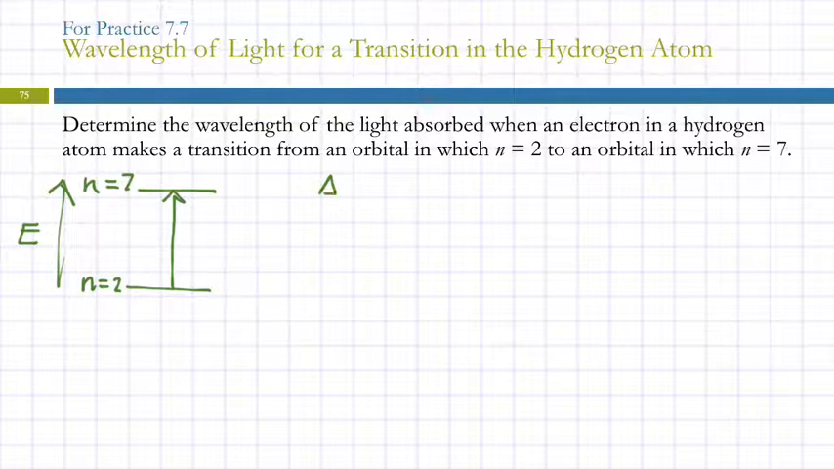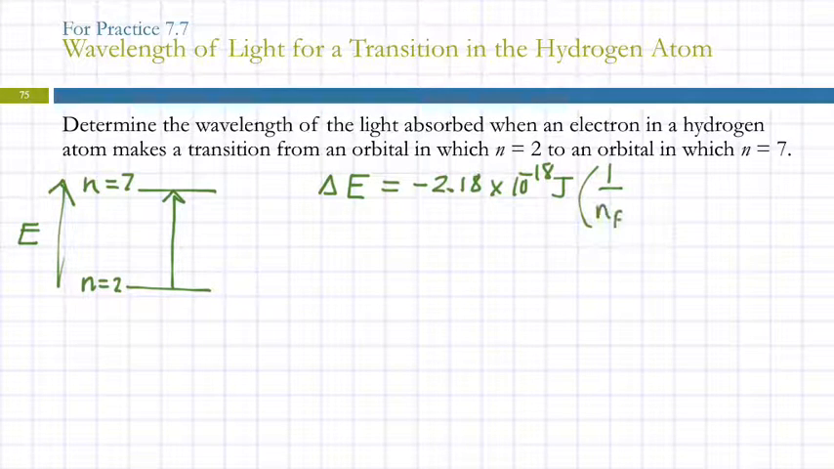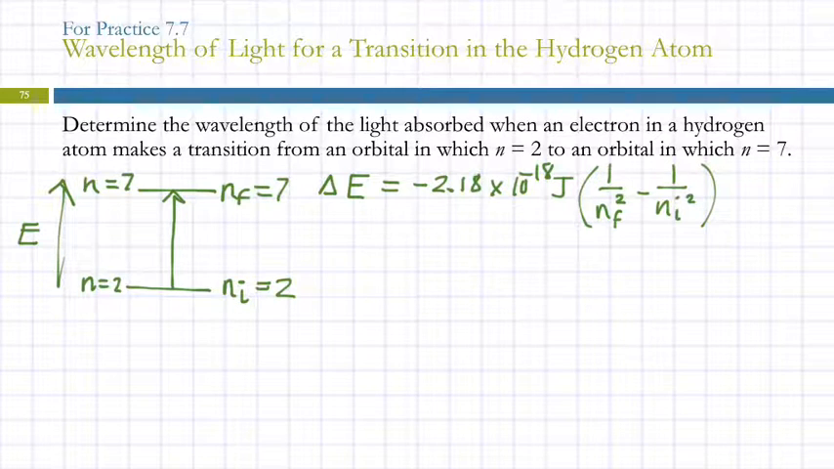Well, the change in energy is equal to minus 2.18 times 10 to the minus 18 joules times 1 over nf squared minus 1 over ni squared. I will give you this equation if you need it on a test. What we need to know is the final level and the initial level. Which one's the initial level? N equals 2. So n initial is 2. And this is the final. N final equals 7.